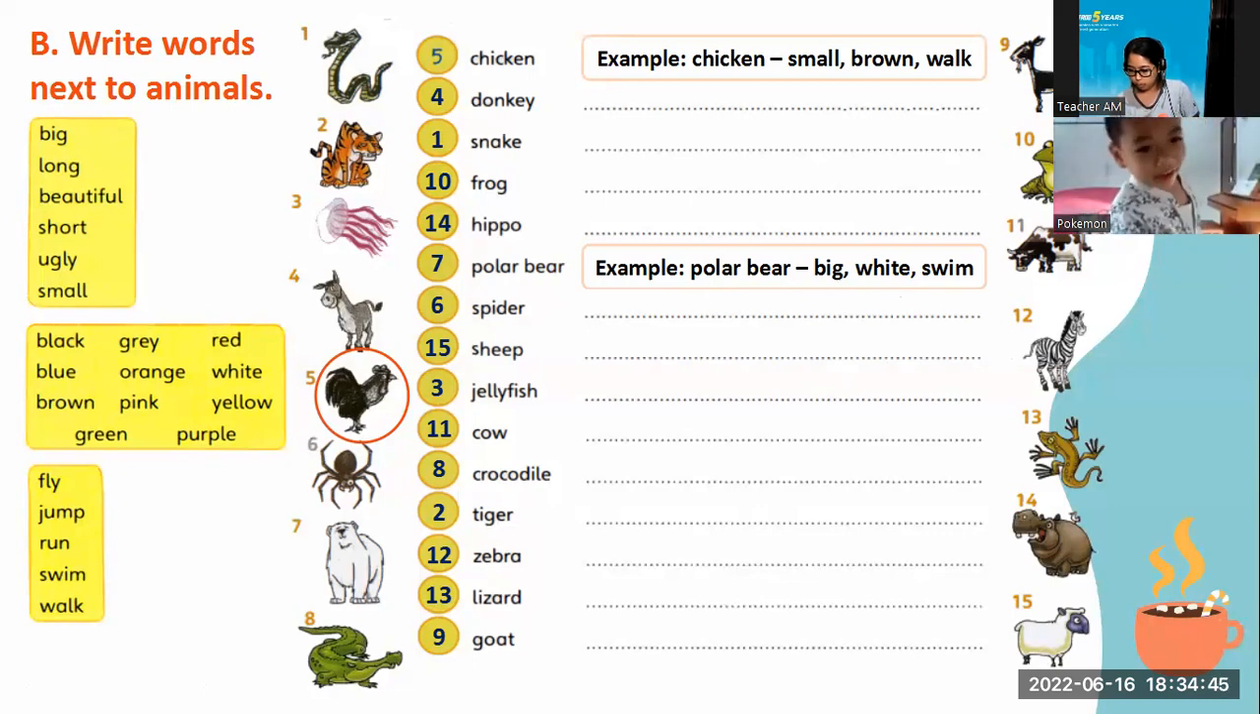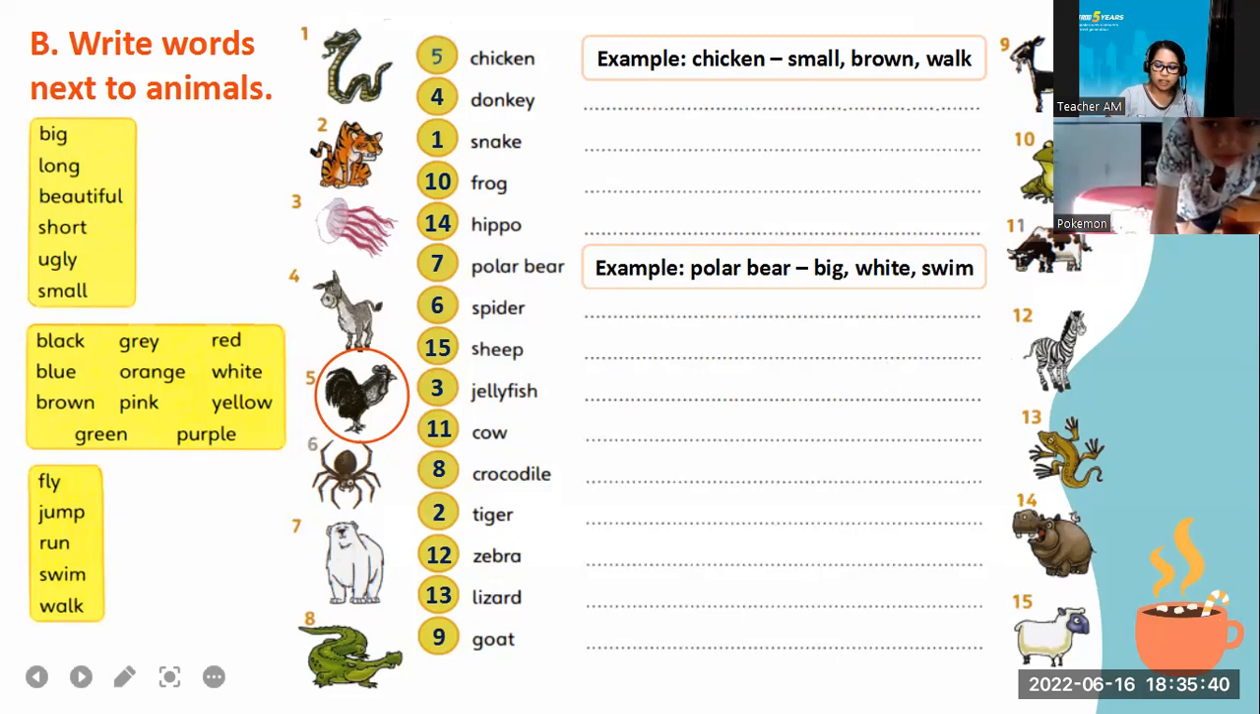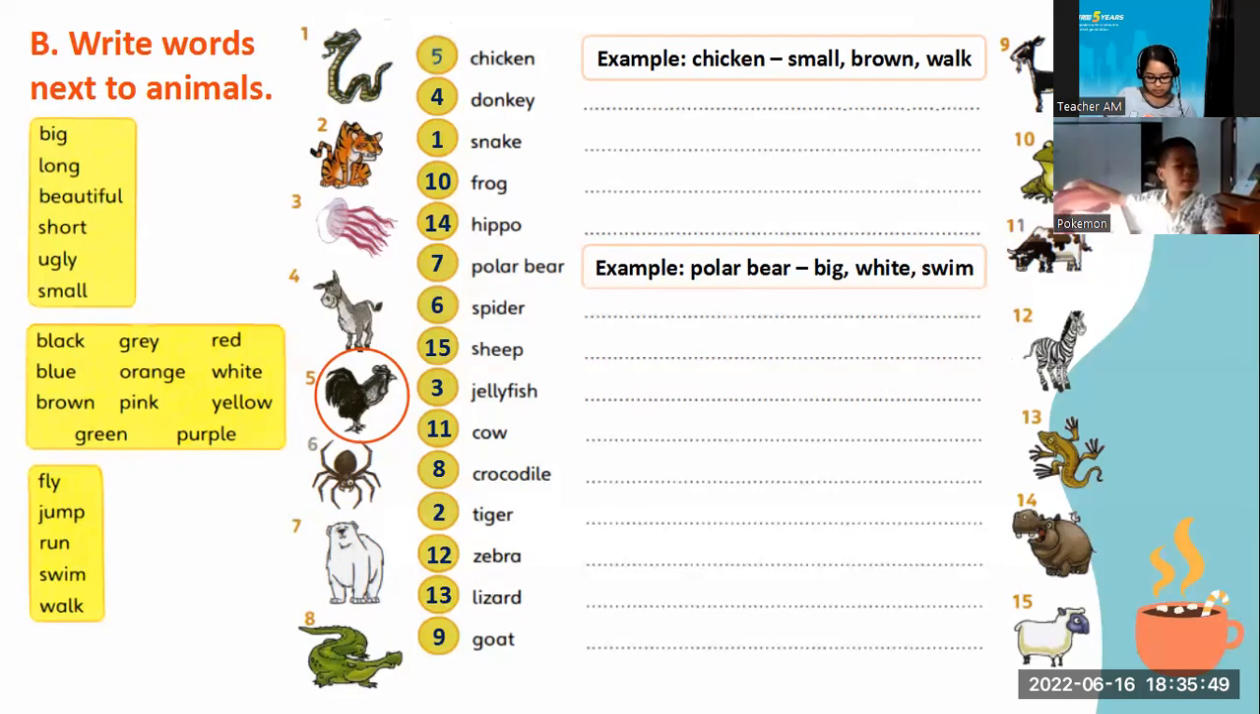The snake is long. The snake is green. It can crawl. The tiger is big, and it's black and orange. It can run and walk. The jellyfish, it's small. Hey, Jack, I want you to write your answer. The answer is so long. It takes a long time. Okay, just tell me your answer instead. Continue.